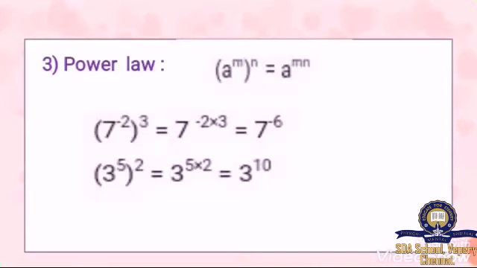So 7 to the power minus 2 whole to the power 3. When we multiply minus 2 into 3 we get minus 6. So 7 to the power minus 6. Likewise, 3 to the power 5 whole to the power 2 is equal to 3 to the power 5 into 2, which is 3 to the power 10.